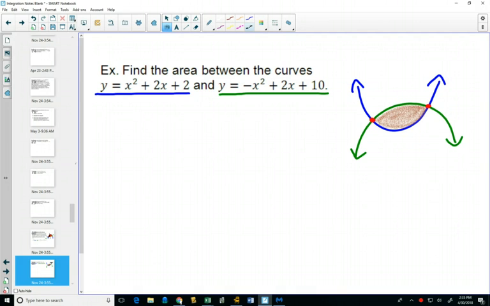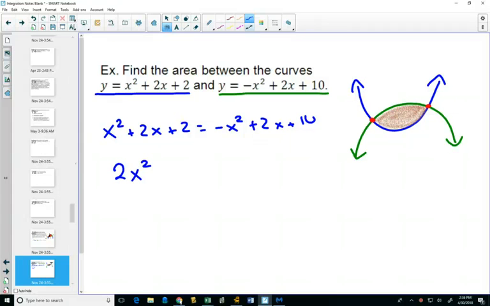So what we're going to have to find then is where they intersect. If I want to set up this integral of the area under the green curve minus the area under the blue curve, I need to find out where they intersect first. Make them equal to each other, or you could subtract one from the other. That would work as well. If you make them equal to each other, what would we get? We would get x squared plus 2x plus 2 equals negative x squared plus 2x plus 10. It's quadratic, so move everything over to one side.